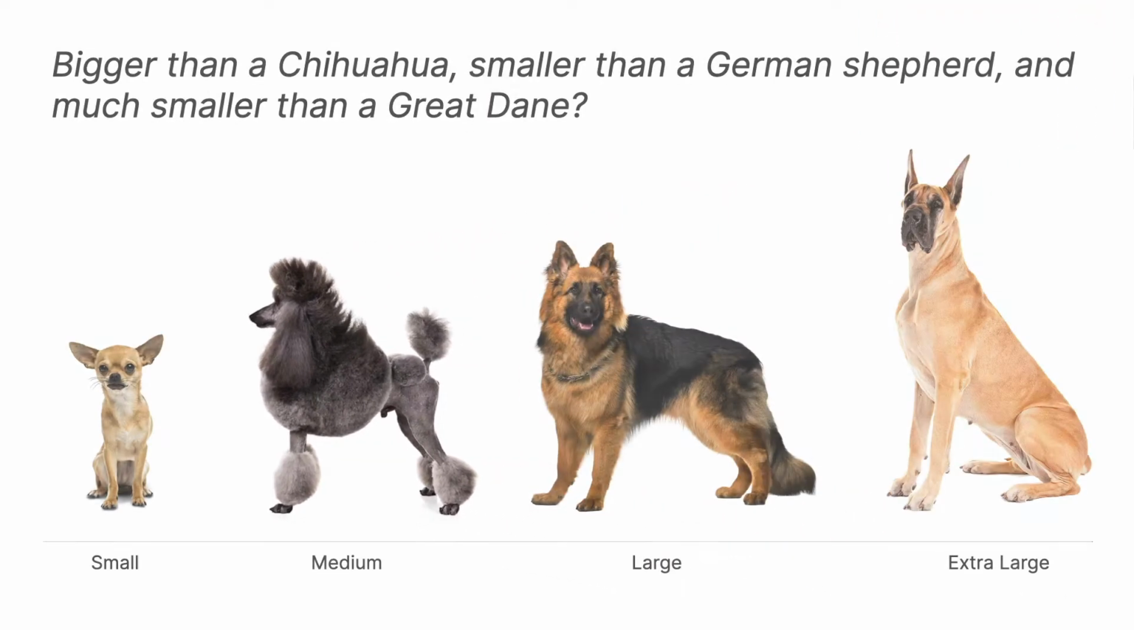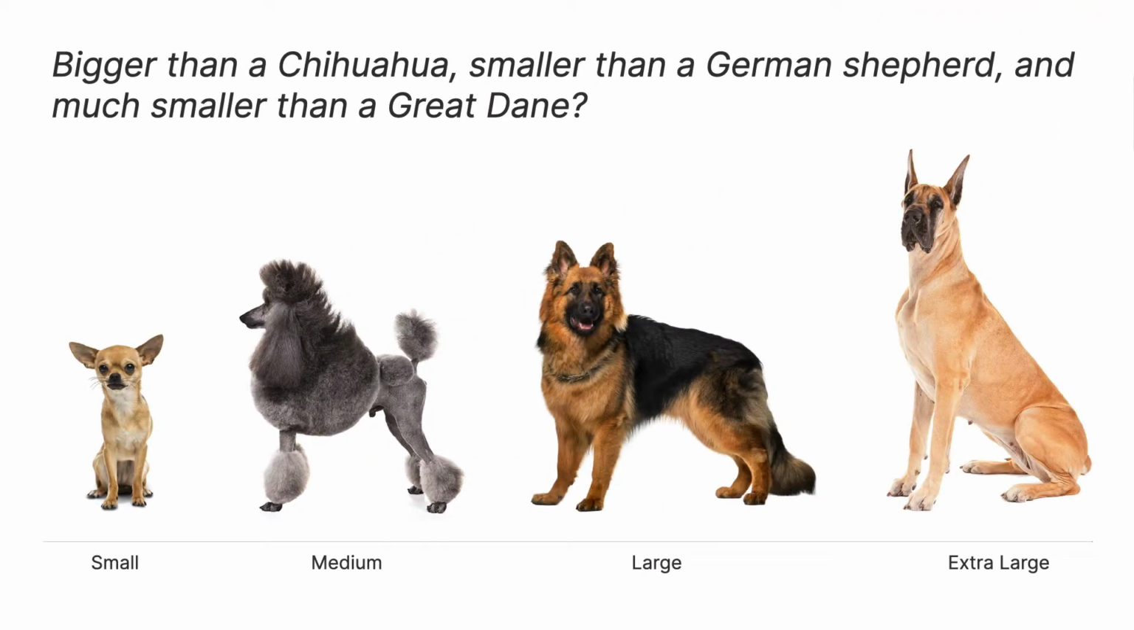So let us say I now place the poodle alongside a Chihuahua, a German Shepherd, and a Great Dane. You now know that it's bigger than a Chihuahua, smaller than a German Shepherd, and much smaller than a Great Dane. And by that logic, you could construct a scale by saying, well, the Chihuahua is a small dog, the Poodle's a medium dog, the Great Dane's actually an extra large dog, and the German Shepherd's a large dog.